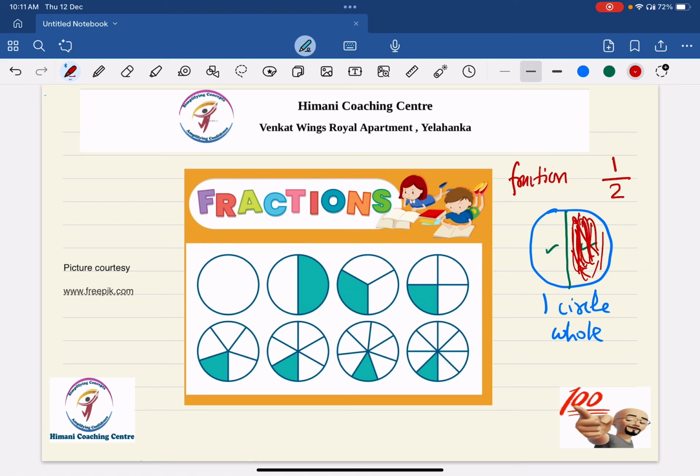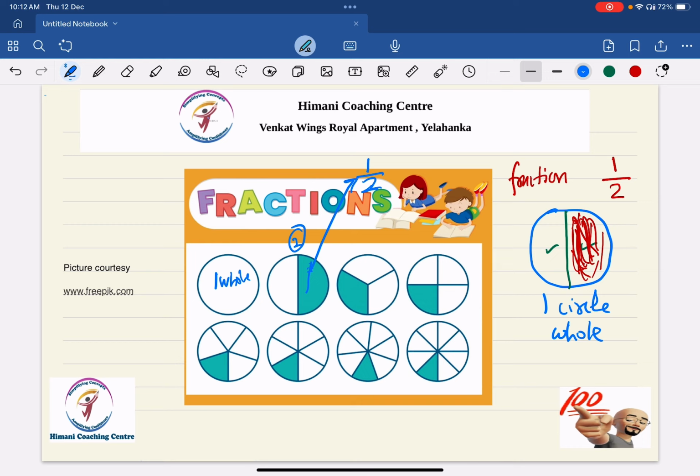Let us take another example from the pictures now. See, this is one whole circle. In diagram number 2, it has been divided into two equal parts. If I want to write what this shaded part is equal to, I will write one part out of two. So that becomes 1 by 2.